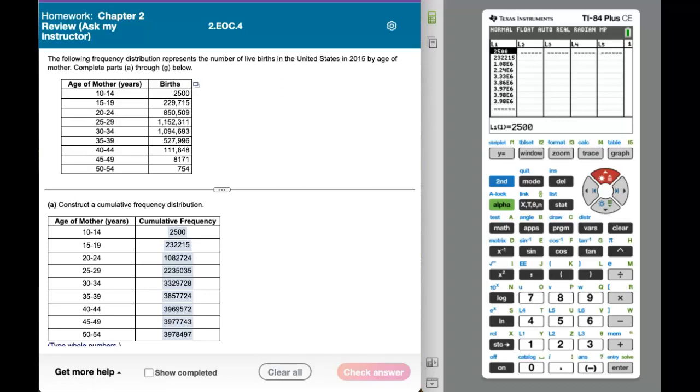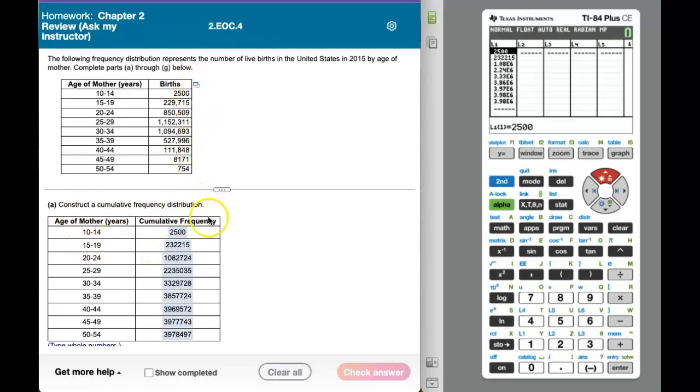This is one of the problems that was presented in the Chapter 2 review. There was a question about it, so I was going to make a quick little video here to explain it. To begin with, we have a frequency distribution given which represents the number of live births in the United States in 2015 by age of mothers. Okay, so this is the number of live births.